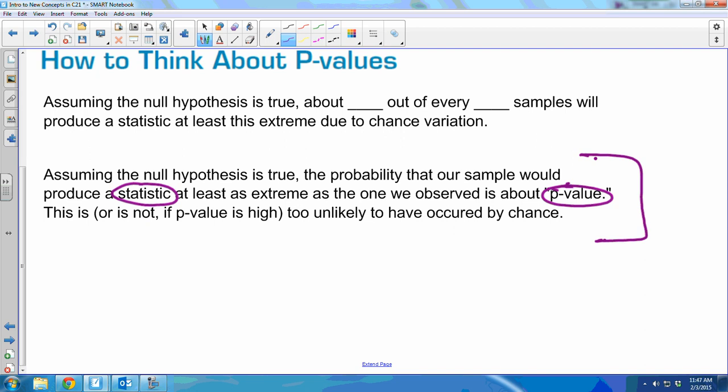That's a good way. I've given you other sentences, but that's another good sentence. You have to be able to explain the p-value. If you're going to put this in context, then when you say that our sample would produce a proportion, you would say a proportion of whatever your proportion's about. That puts it into context. Okay? You have to be able to write that down.